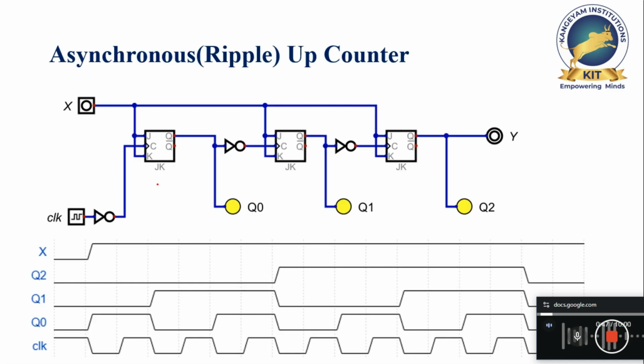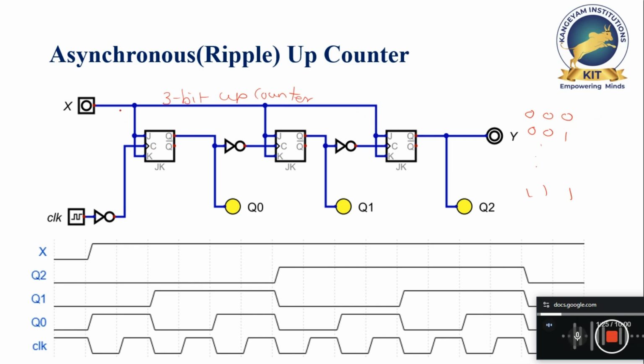Today we are going to see the asynchronous up counter, which is also called a ripple up counter. This has been designed using JK flip-flops. How many JK flip-flops do we have? We have three JK flip-flops. That means this is nothing but a 3-bit up counter. It starts counting from 000, 001, up to 111. You should be familiar with this concept.